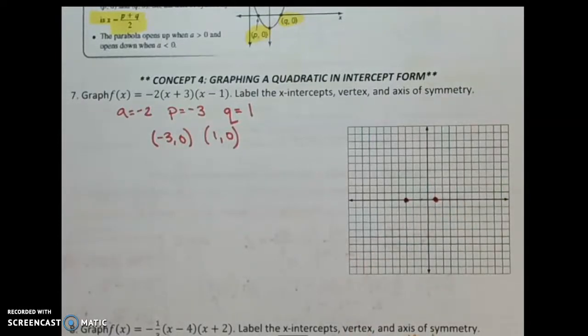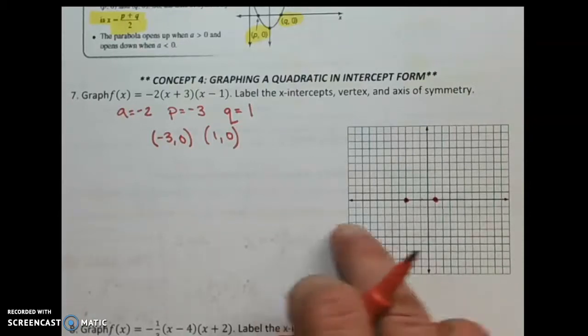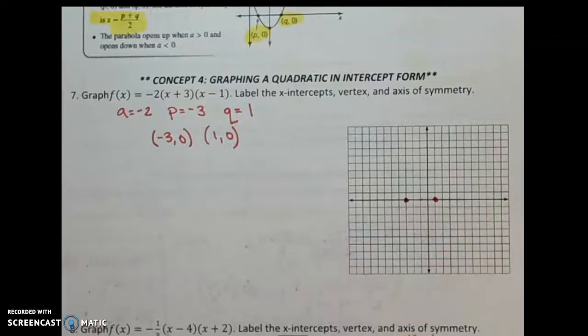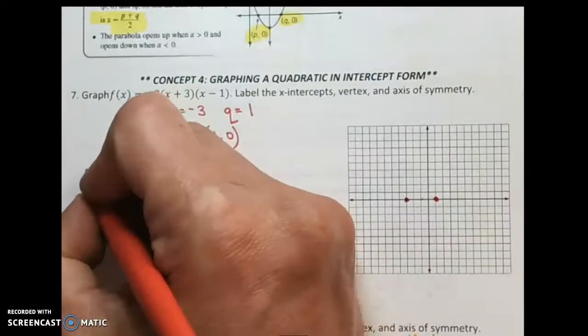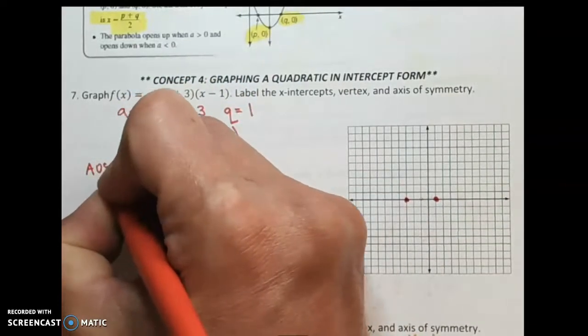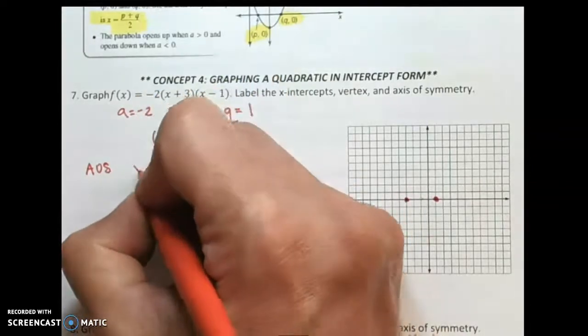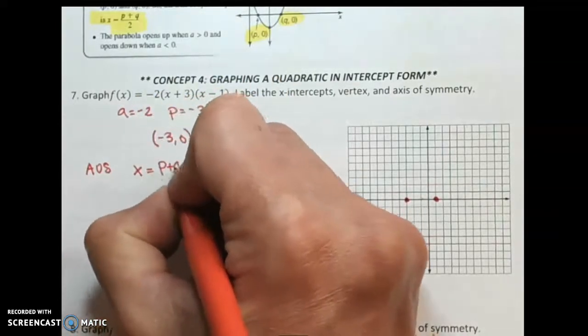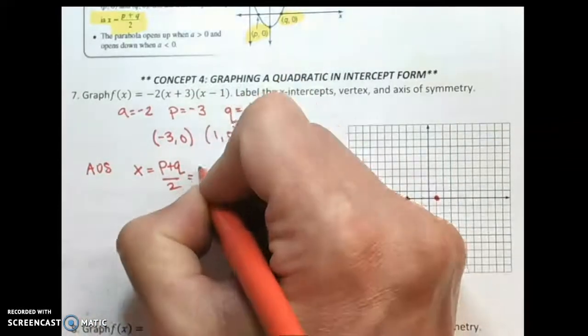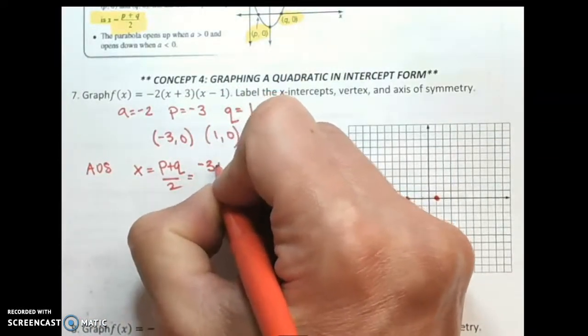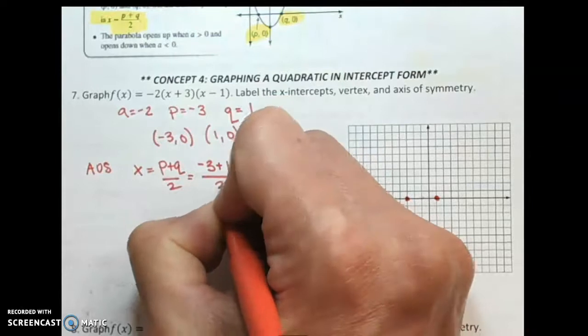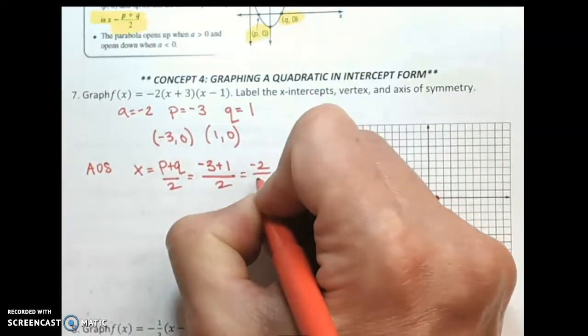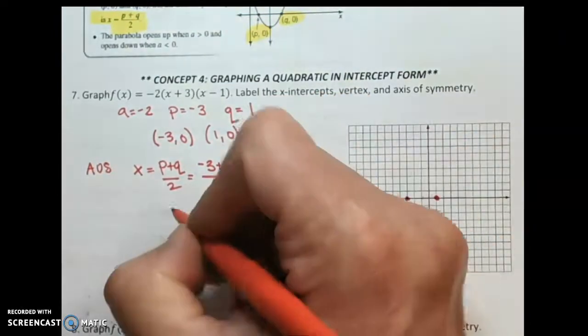And really now all I need is one more point. We're not going to graph 5 points, we're going to graph 3 points because the idea is to get your intercepts and the vertex. Alright, axis of symmetry is x equals (p plus q) divided by 2. So that's -3 plus 1 divided by 2. That's -2 over 2, and that is -1.